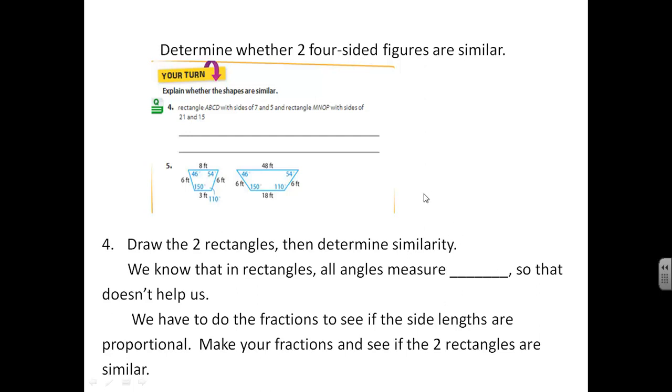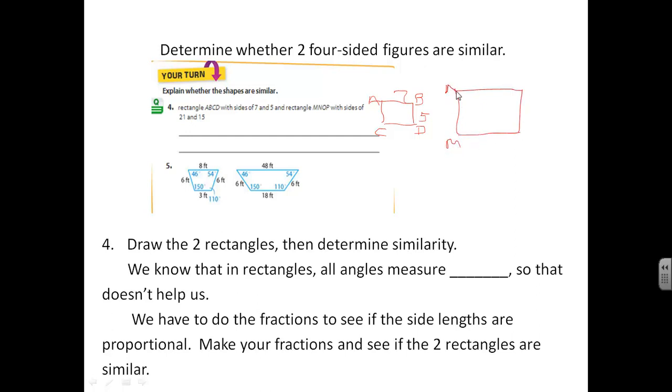Okay, now we're going to look at some trapezoids to see if they are similar. No, actually, first we're going to do some triangles. First, we're going to draw the two triangles. It says there's a rectangle ABCD with sides of 7 and 5. So draw a rectangle out here. A, B, C, D. 7 goes on the long side, 5 goes on the short side. And rectangle MNOP, it's a bigger one, so it doesn't have to be to scale. Just draw a bigger one.